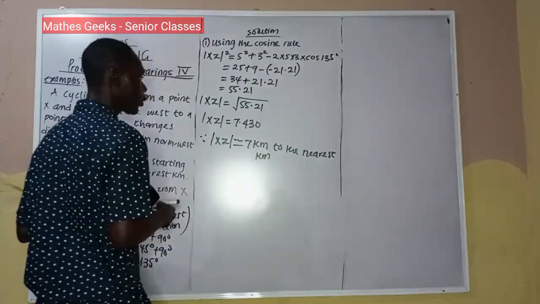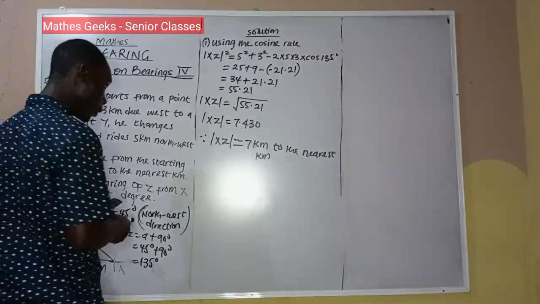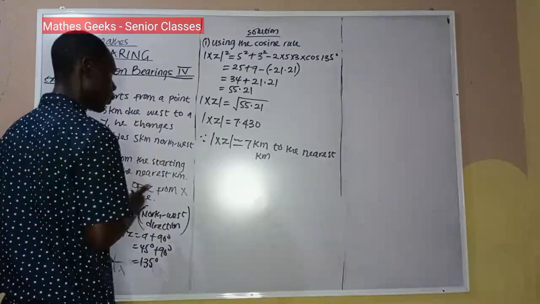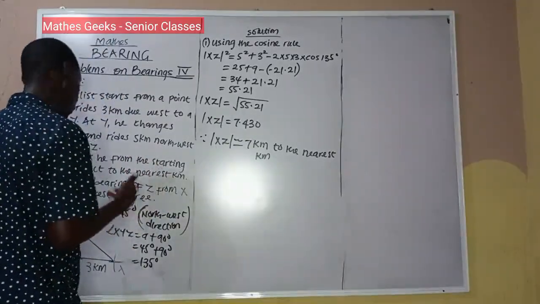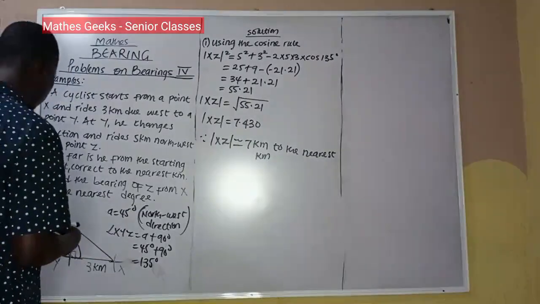When it says to the nearest kilometer, it means to the nearest whole number. If it's to the nearest degree, it means to the nearest whole number. To the nearest meter means round off to the nearest whole number.